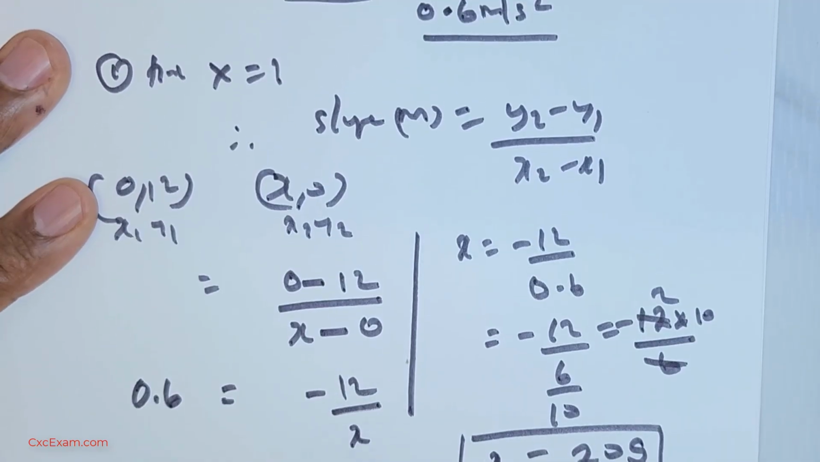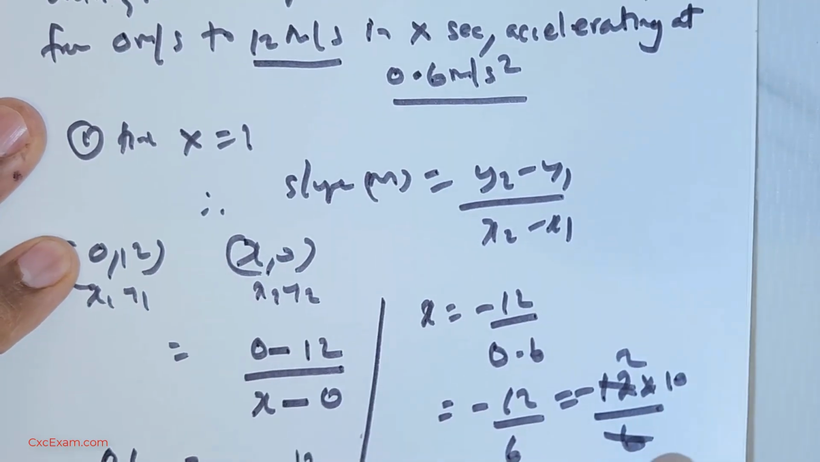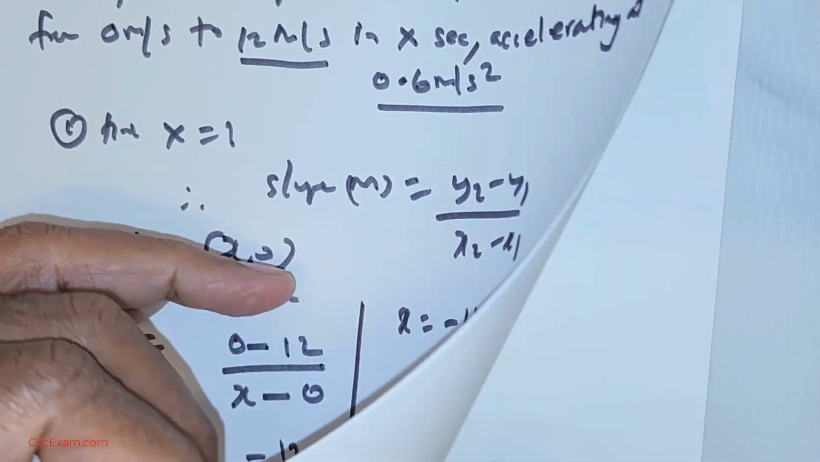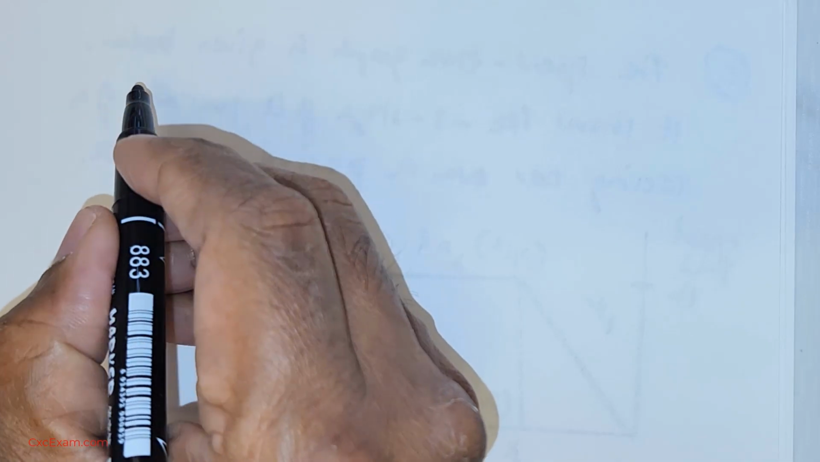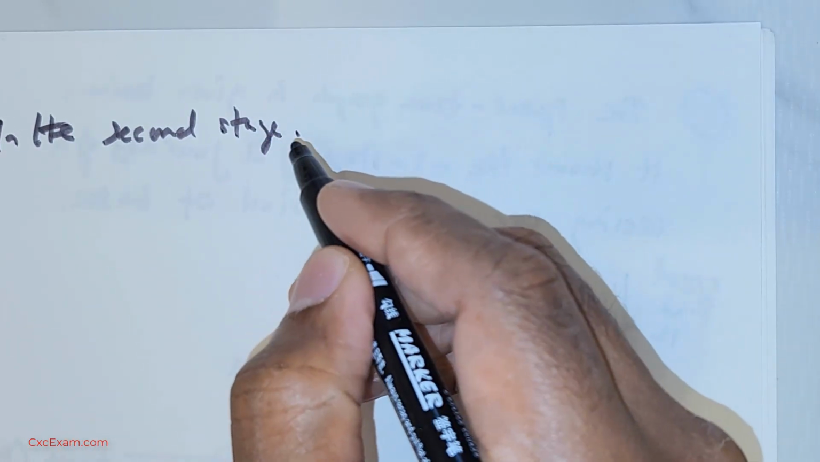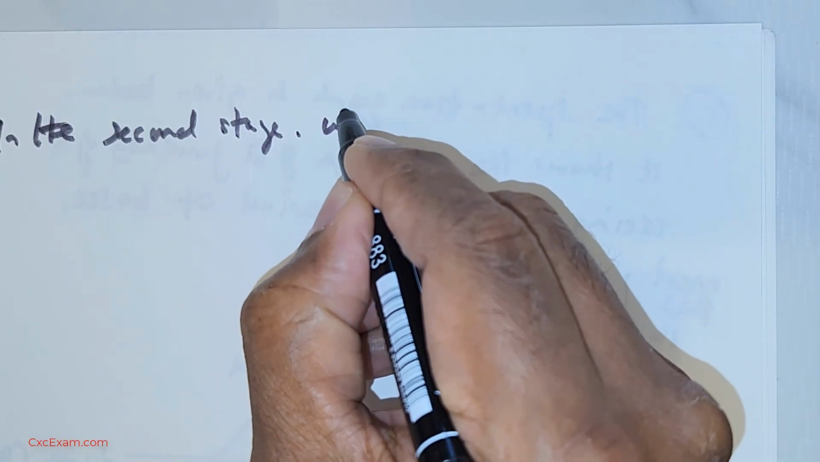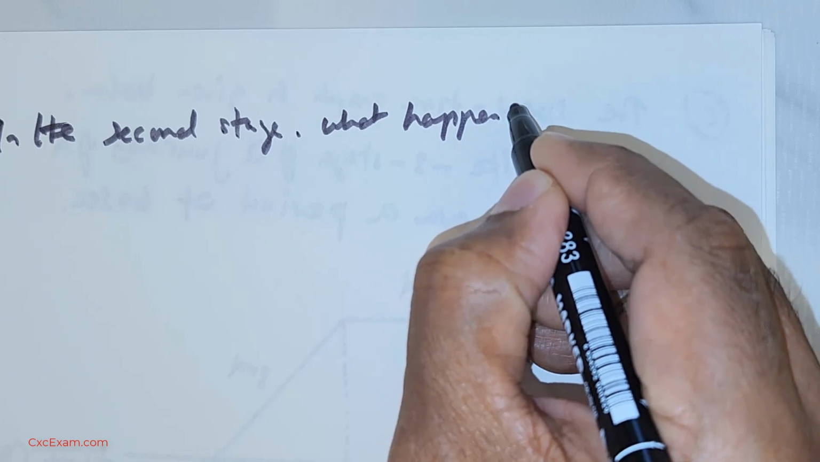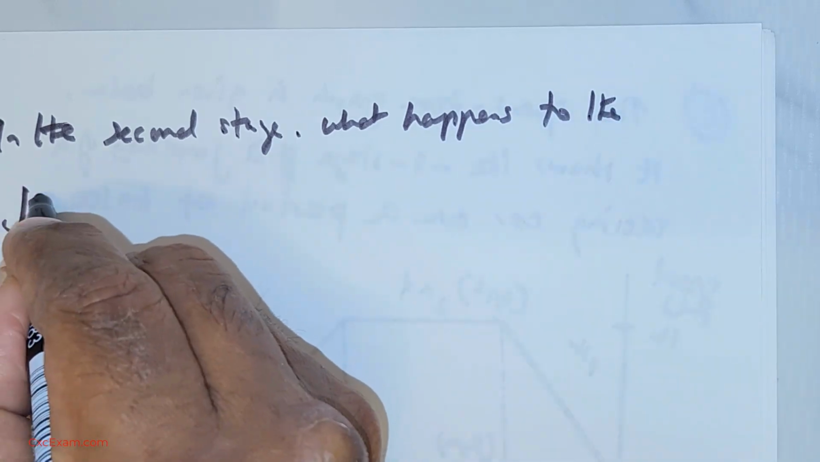So let's move on. Now the second part is, they are asking us during the second stage. Let me write that question out. So this is the question. This is part 2 of the problem. In the second stage, what happens to the journey, and what is the gradient?